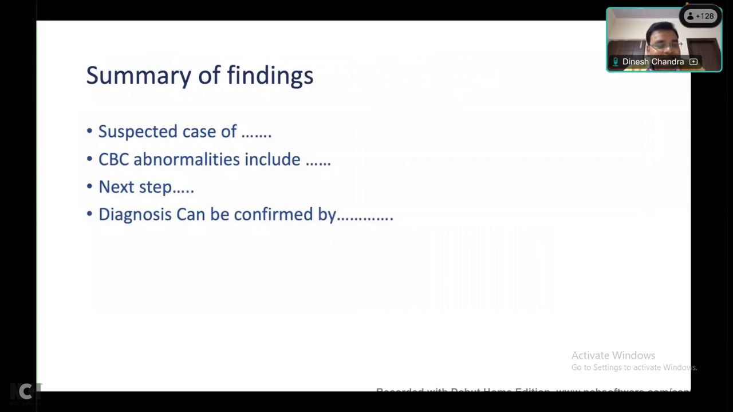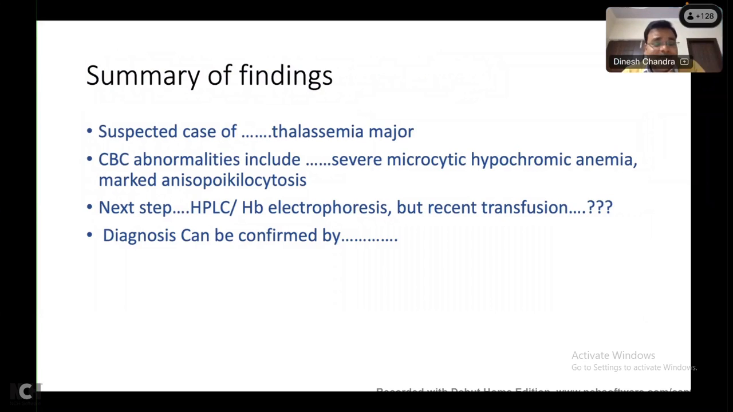So come back to the case. If I ask these 4 questions, it is a suspected case of what? Thalassemia major, sir. And CBC abnormality includes microcytic hypochromic picture and severe anemia, anisopoikilocytosis and NRBCs. So what will be the next step for this? Sir, HPLC, ARMS, gene amplification for mutations, or sequencing for point mutations.